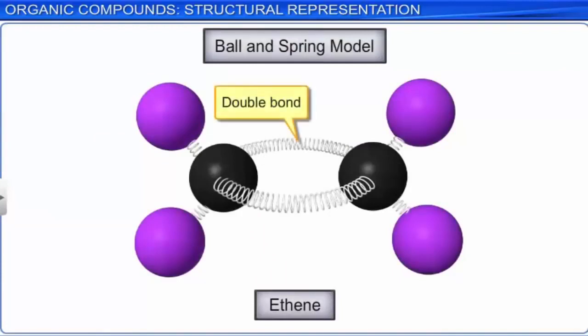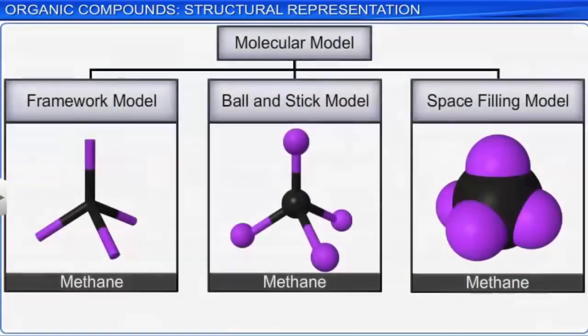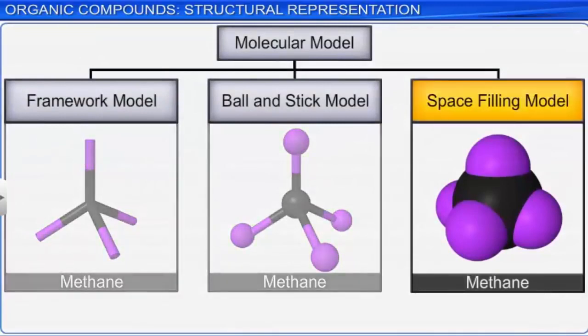Compounds containing a double bond, as in ethene, are represented in a different way. In place of a stick, a spring is used to represent the double bond. Hence, this type of model is called the ball and spring model. Another type of molecular model is the space-filling model. The relative size of each atom is based on van der Waals radius. That is, the volume occupied by each atom is shown. Bonds are not shown in this model.